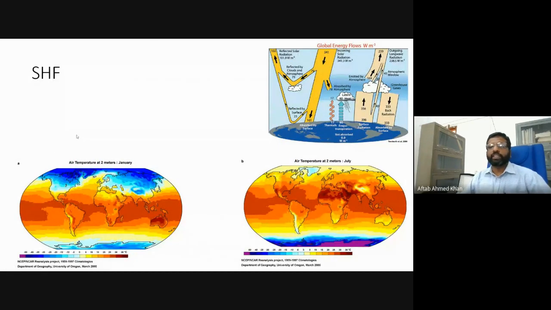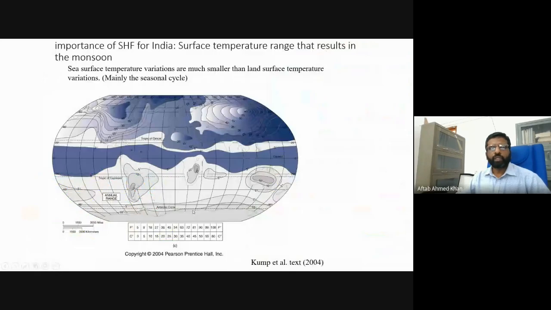Apart from this, we have what we call sensible heat flux, because of the Earth and ocean getting heated by solar radiation, and the air over it also getting heated. Now you can see this in the month of January. What happens to air temperature? The sun is in the southern hemisphere, so there is more cooling in the northern pole. Look at July. There is more cooling in the southern, while warmer regions are more in the northern hemisphere. Now, what impact does this have? This has a very significant effect on our monsoons.